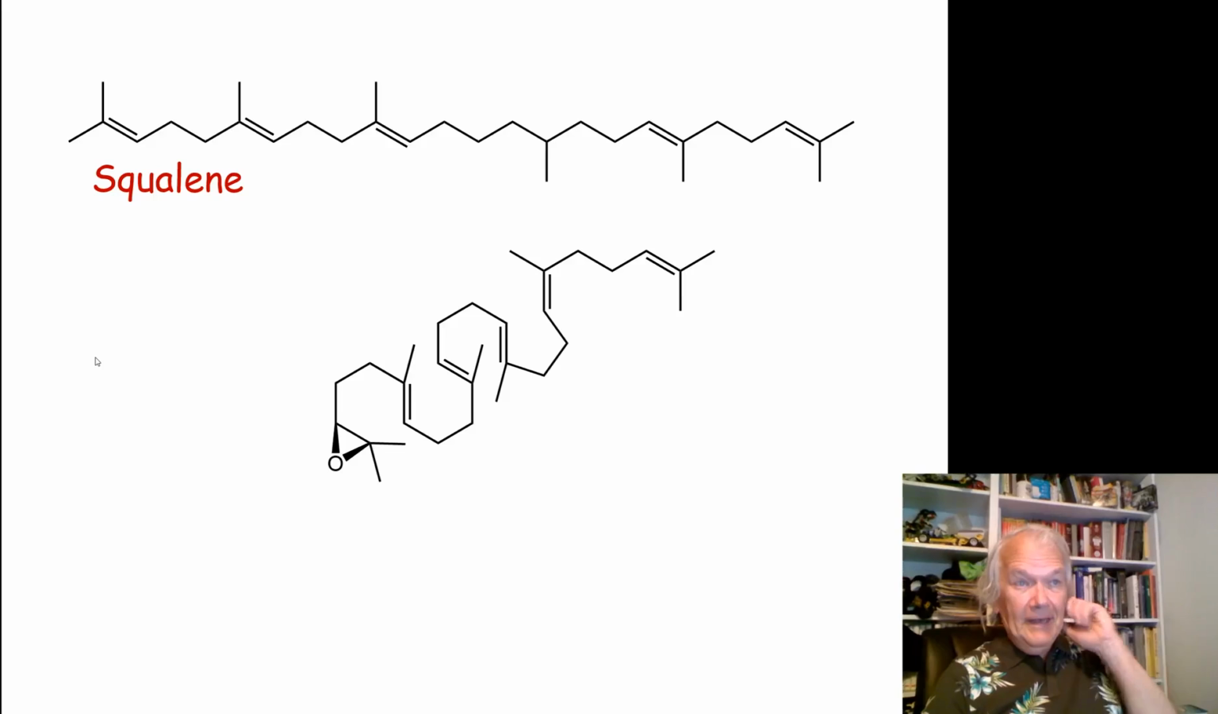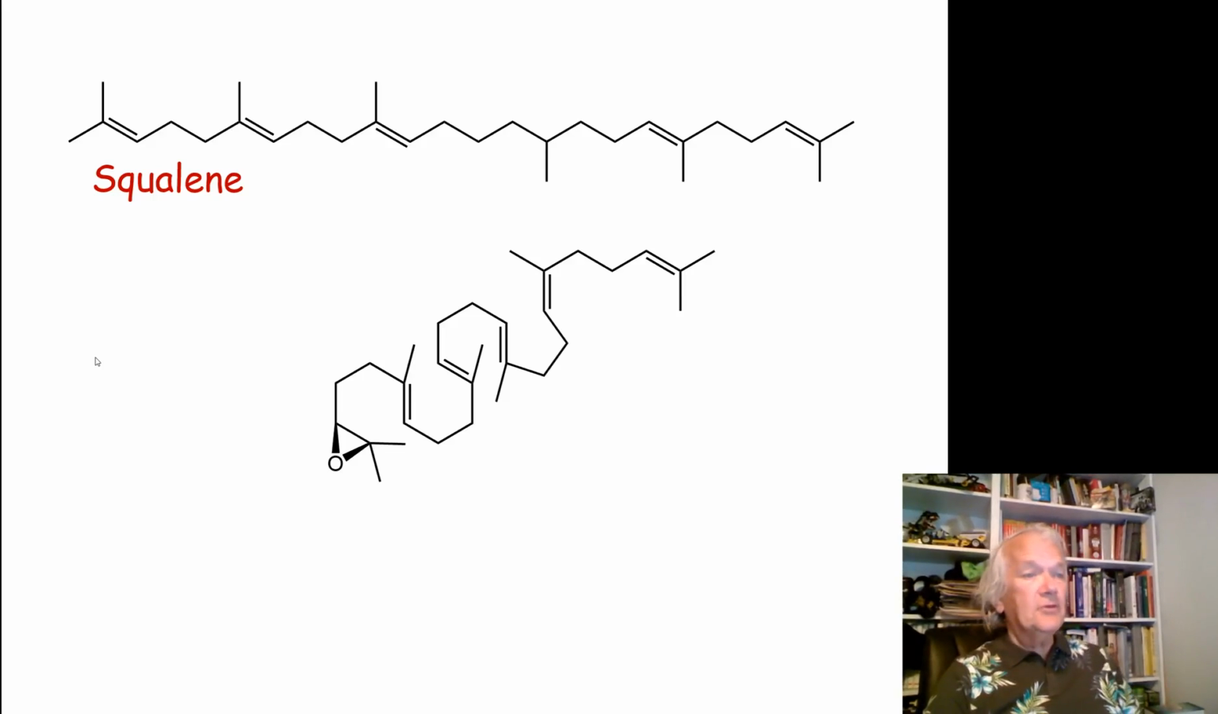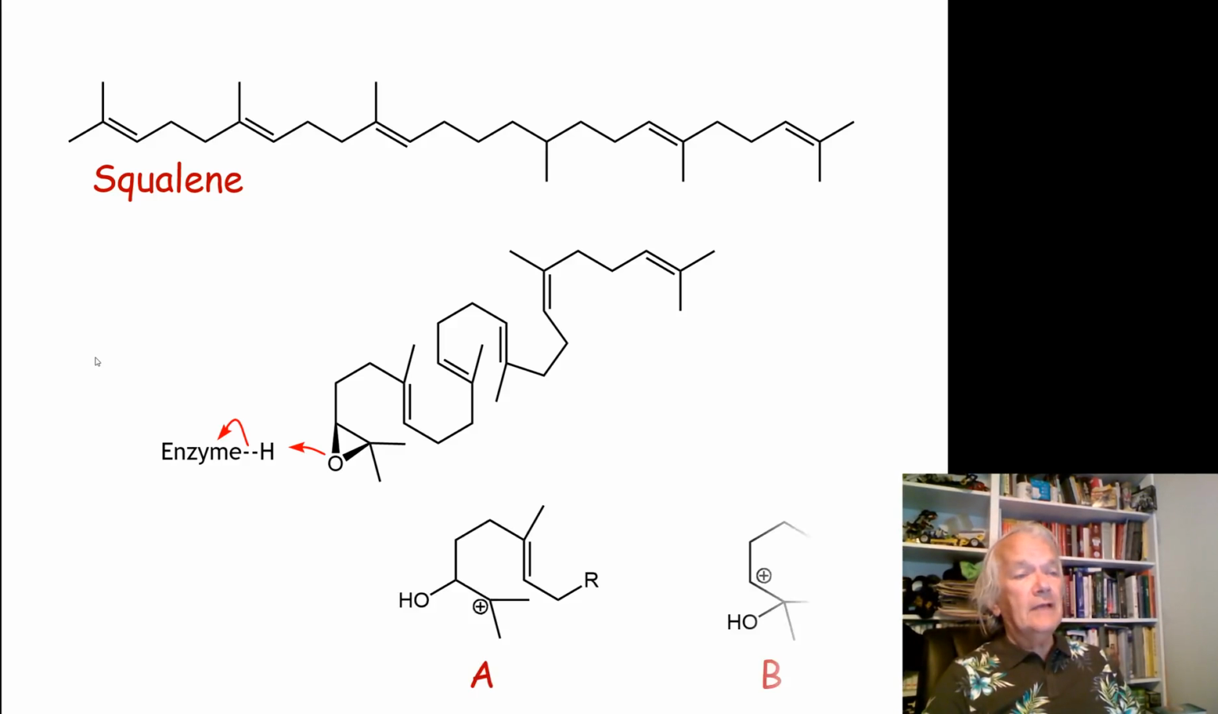Now you can almost guess what's going to come. All the enzyme is going to do is protonate the epoxide. When you protonate an epoxide, epoxides open up. So is it going to form a tertiary carbocation or a secondary carbocation? Well, I think it's pretty obvious. For one thing, we know we're going to form a 6-membered ring. So this is all set up for a 6-membered ring, and it's a tertiary carbocation. It certainly looks more stable. Over here, it's secondary, and we'd get a 5-membered ring. So A is certainly what we're going to do.